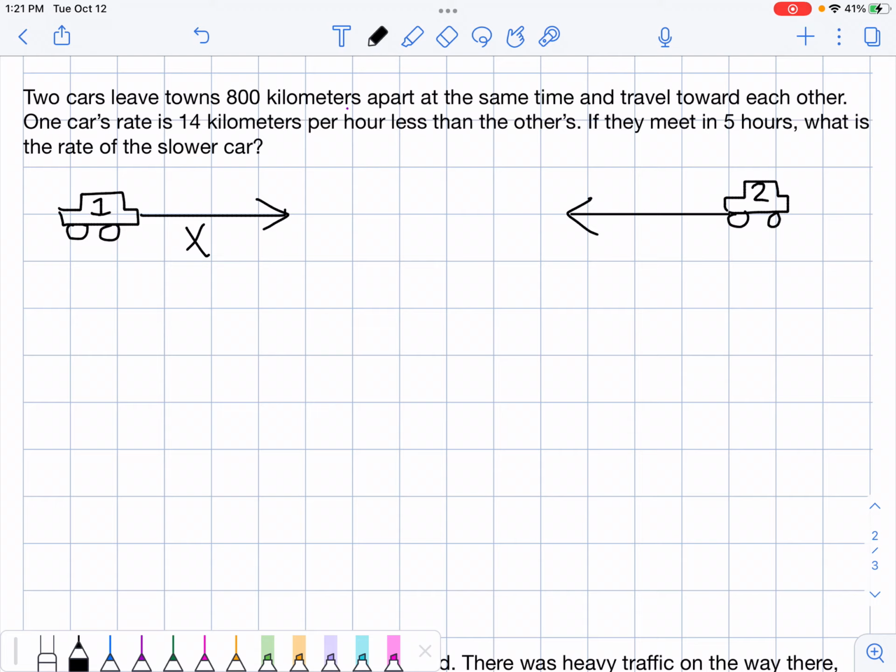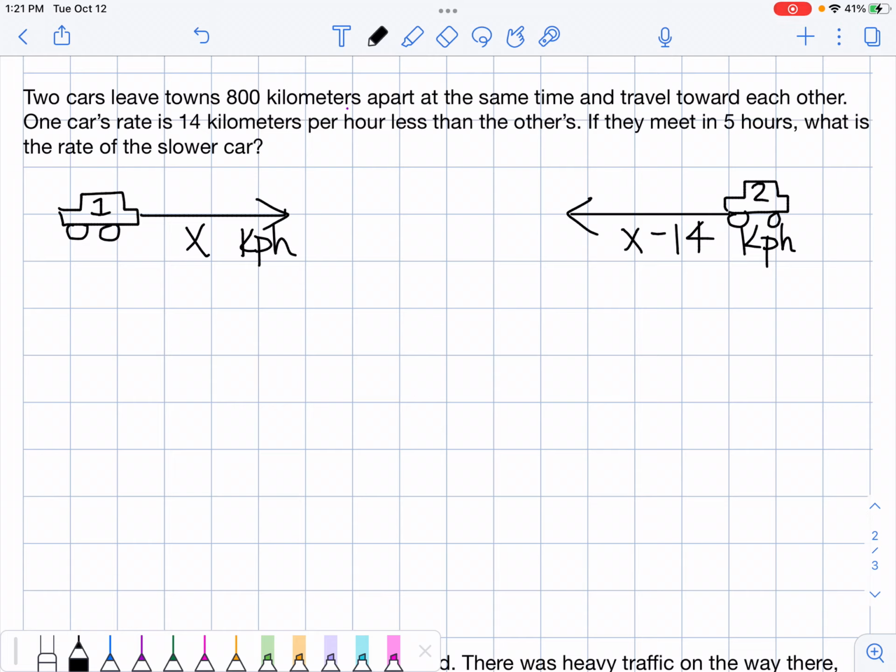We'll pick car 1. Car 1's rate is 14 kilometers an hour less than the other's. So if car 1 has a rate of x, that means that the other car is slower by 14. And we know that you subtract 14 because of the speed. If, say, the one car is traveling at 25 miles an hour, and the other car was 14 miles an hour slower, I'd have to take away 14. So that would be my speed. So this is kilometers per hour and kilometers per hour. Okay, if they meet in 5 hours, what is the rate of the slower car?